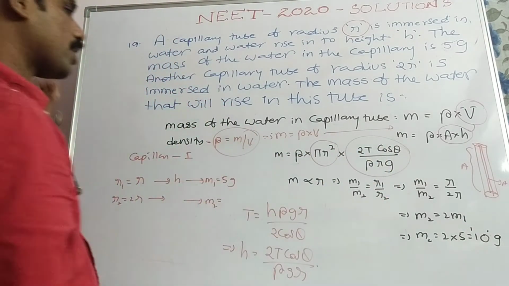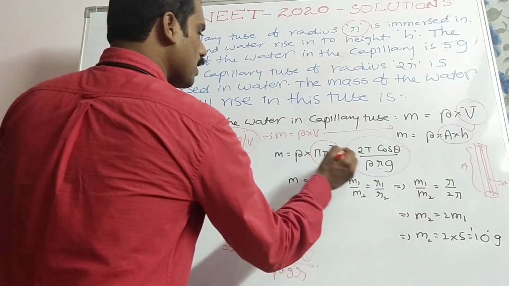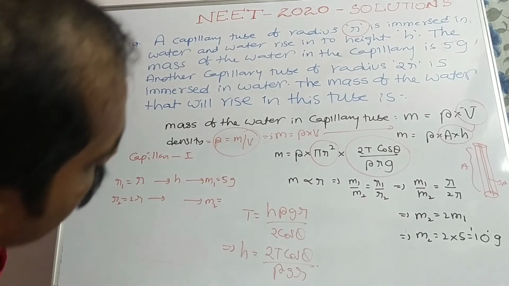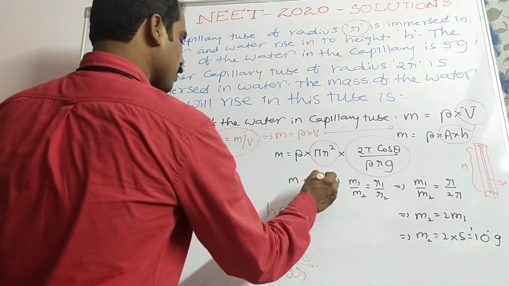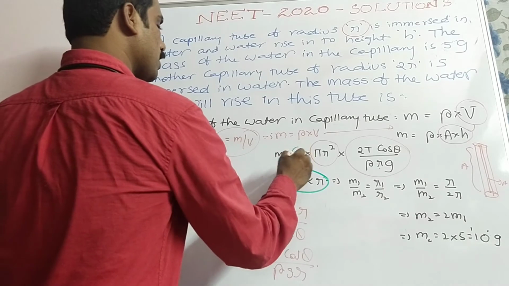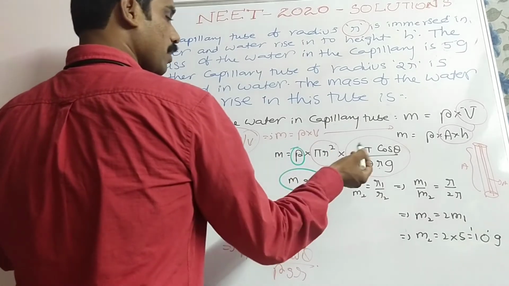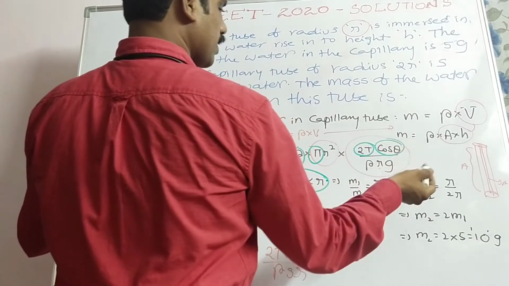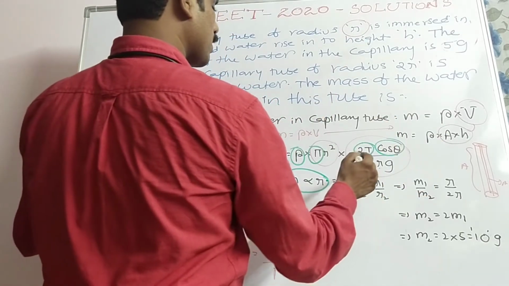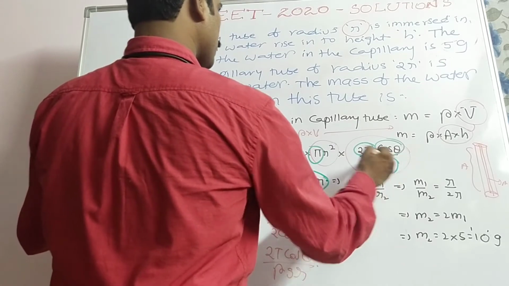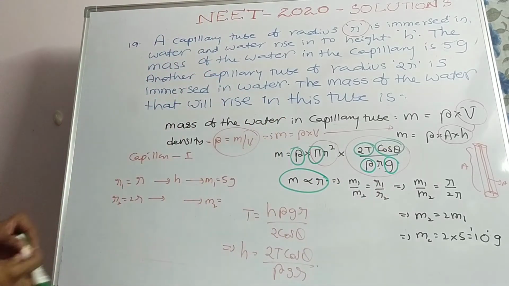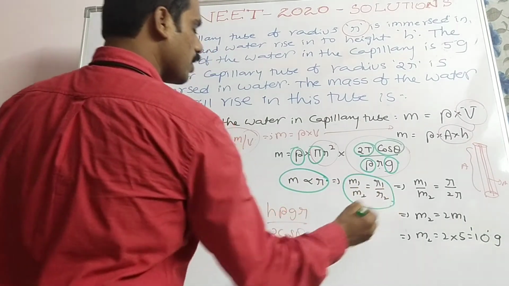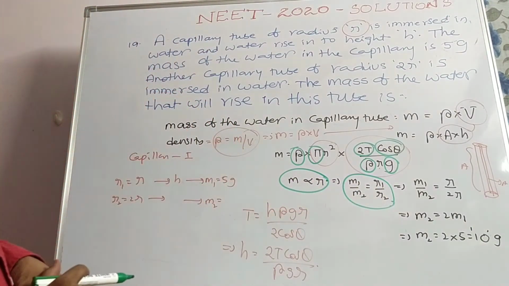From this expression, we came to know that r and r get cancelled, and all the remaining physical quantities become constant. That's why the relation remains m is proportional to r, with density, π, and T constant. In both cases the liquid is the same, so density is the same and g is constant. So finally we obtain m is proportional to r. If m is proportional to r, m1/m2 is equal to r1/r2, that implies m1/m2 is equal to r/2r.